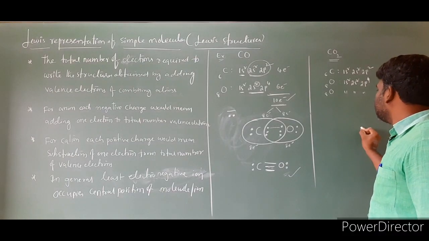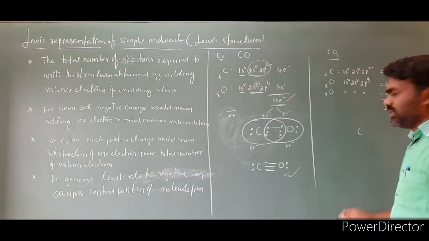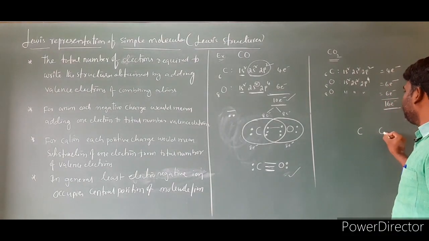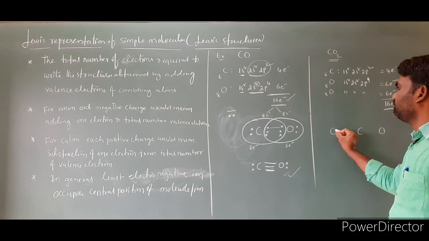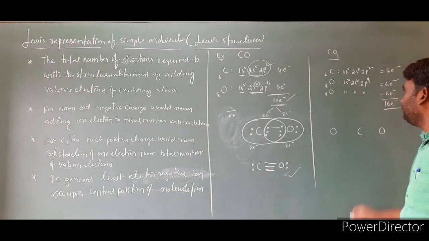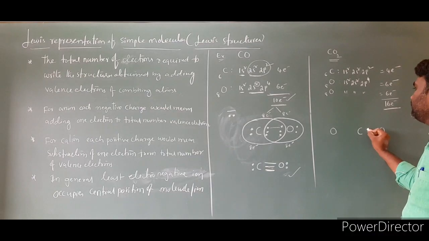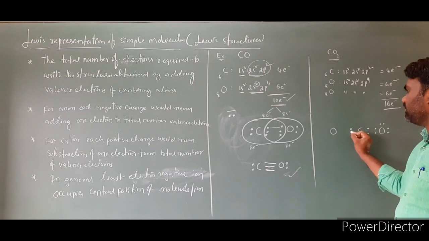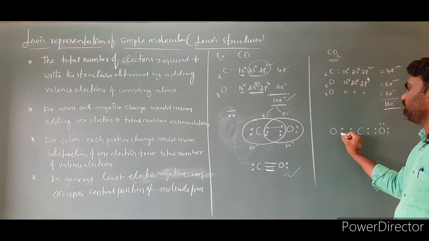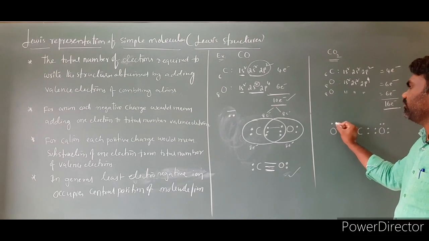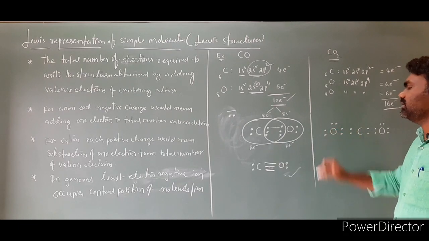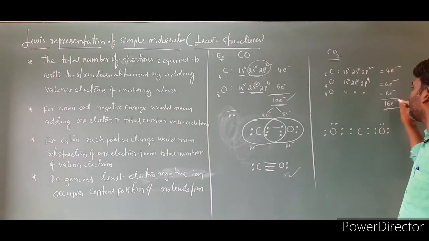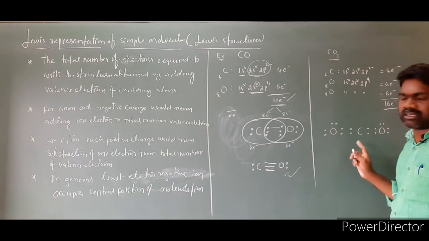Now this is the carbon, which I took in the middle, and here I am taking oxygen, and here oxygen. Clear? Then how many electrons? 16. 1, 2, 3, 4, 5, 6, 7, 8, 9, 10, 11, 12, 13, 14, 15, 16. So in total I took 16 dots on the atoms. Share it.